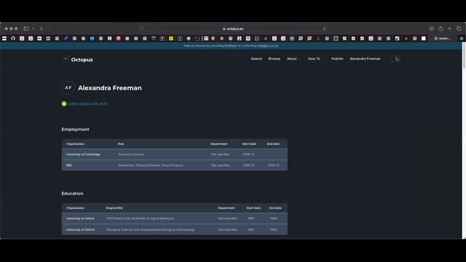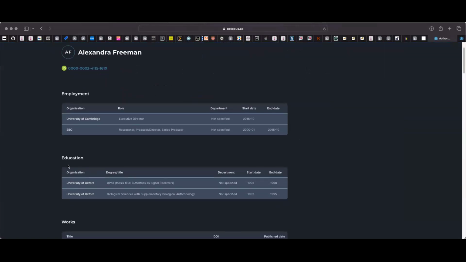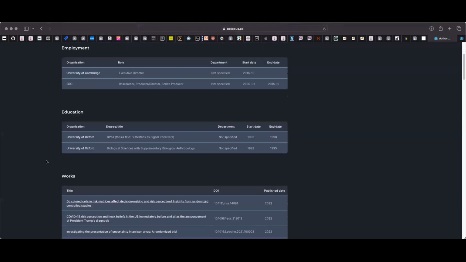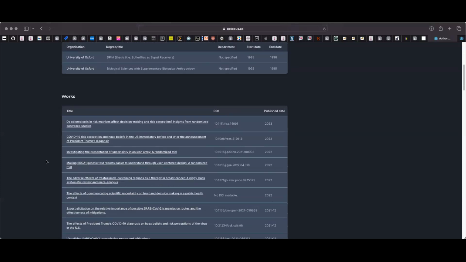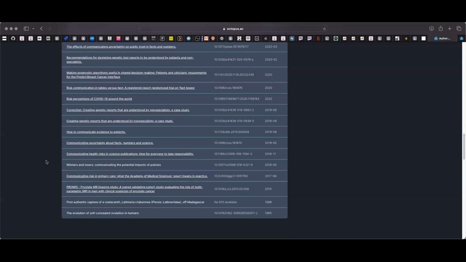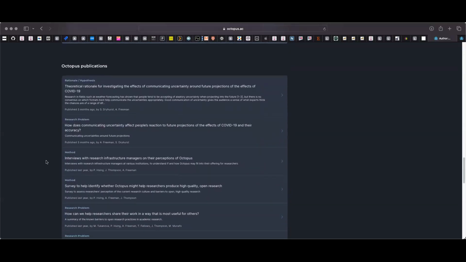And as you can see on this page, we keep a bit of information about what the author is doing all in one place here, so you can check out the sort of activity that the particular person has. Starting off at the top, we have all of the information from a user's ORCID profile: employment, education, and their works published elsewhere. Further down the page, we also have a list of the publications that the user has conducted on Octopus itself.